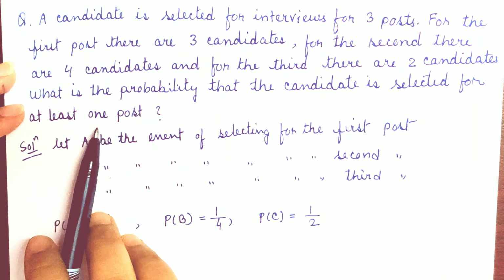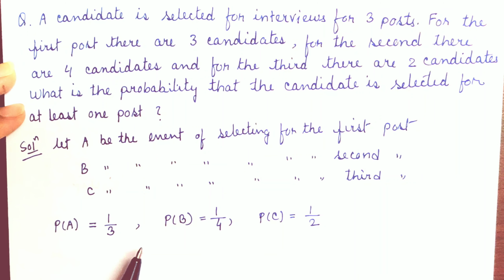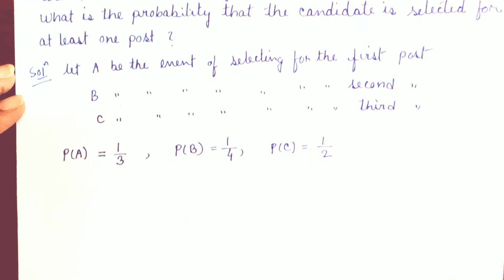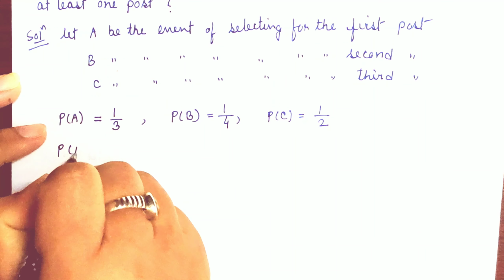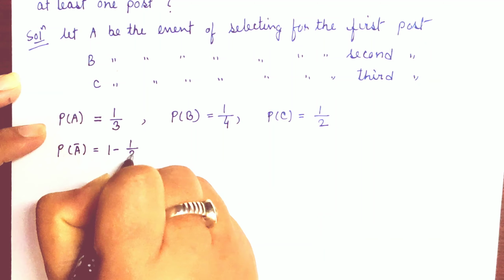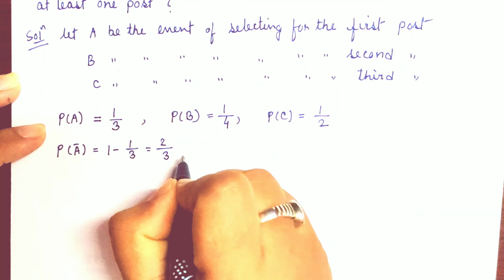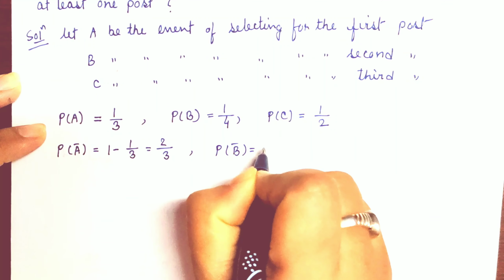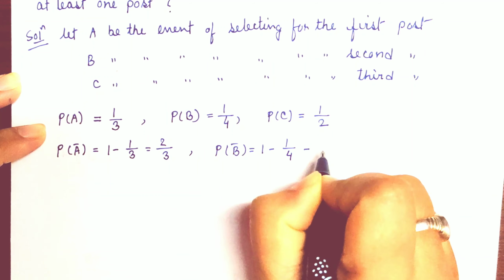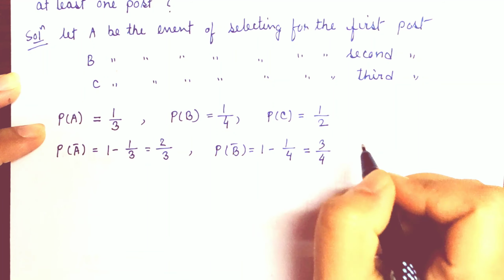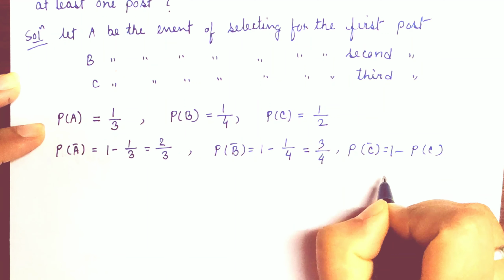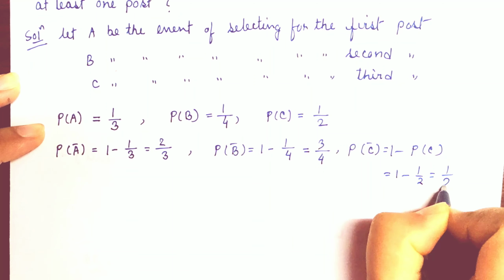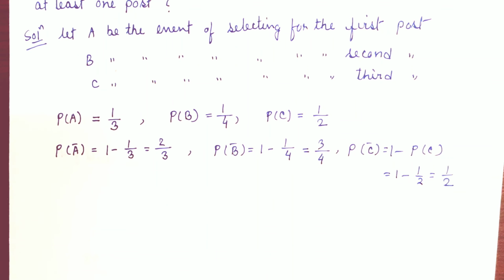The candidate will be selected for one post. In this type of question, we always find out the non-occurrence of the probability. PA, PB, PC values are given. PA bar will be 1 minus 1 by 3 equal to 2 by 3. PB bar will be 1 minus 1 divided by 4 equal to 3 by 4. And PC bar is equal to 1 minus 1 by 2 equal to half. We have found PA bar, PB bar and PC bar.